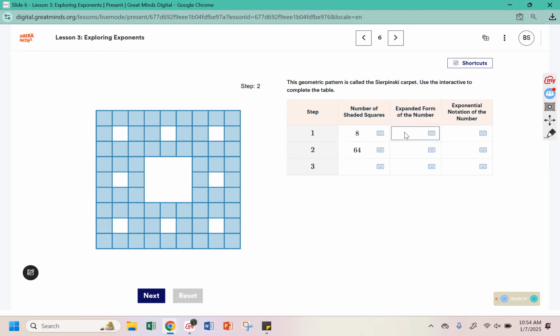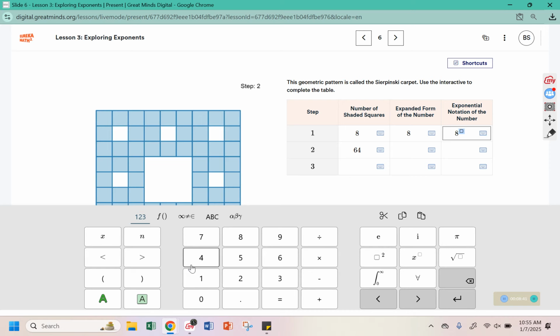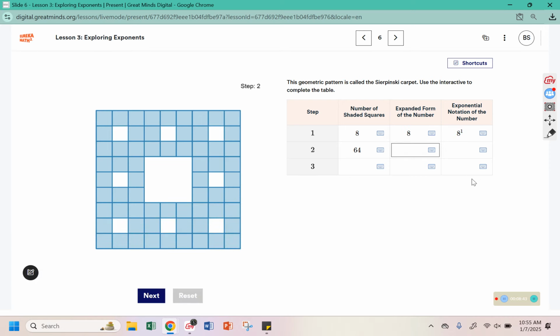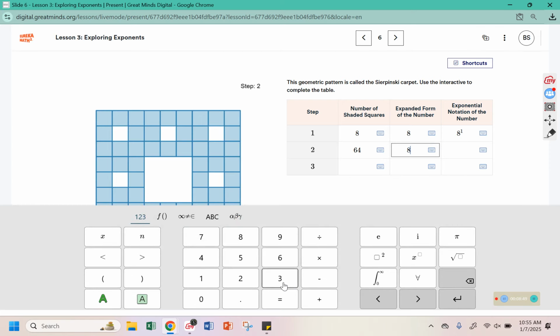So in expanded form, this would just be 8. And in exponential form, this would be 8 to the first power, because that's step 1. In expanded form, this would be 8 times 8.